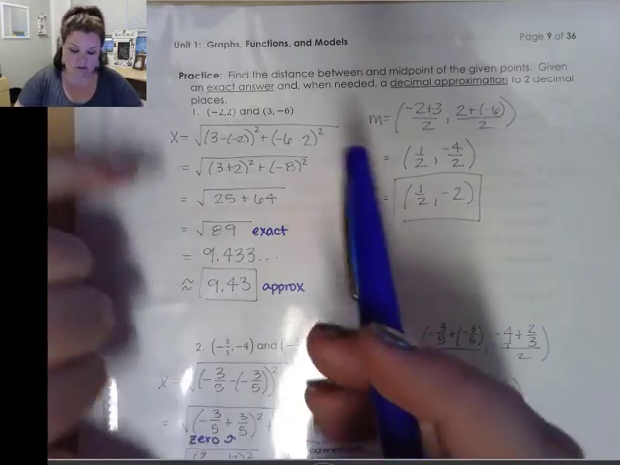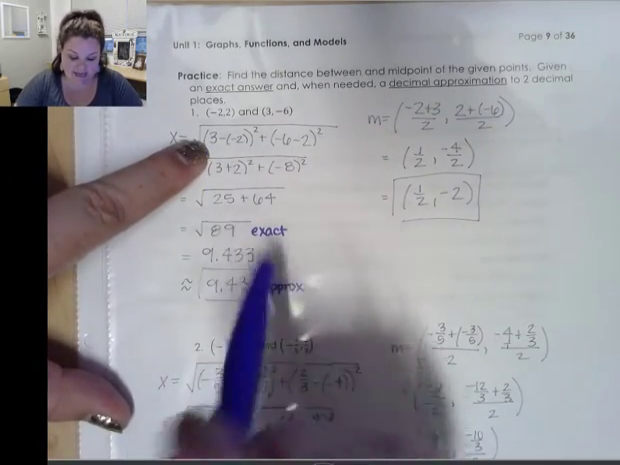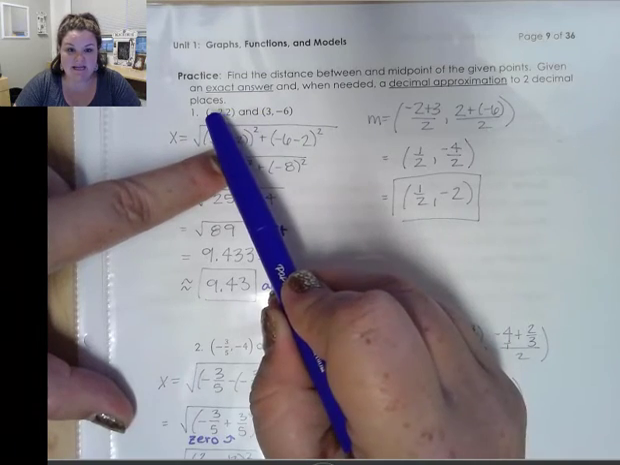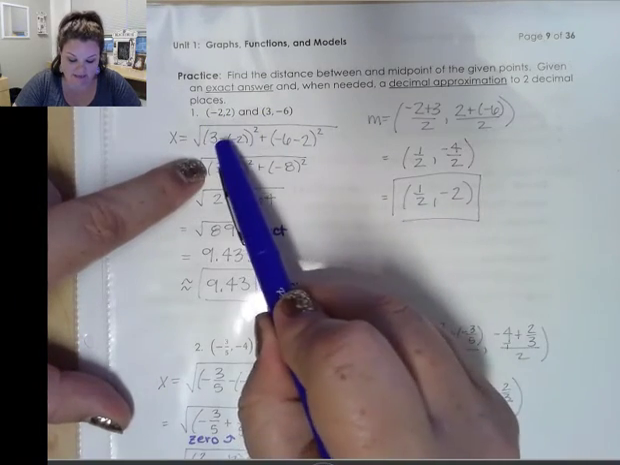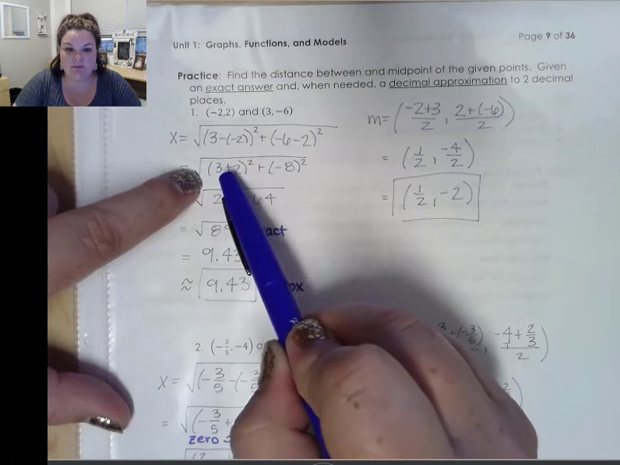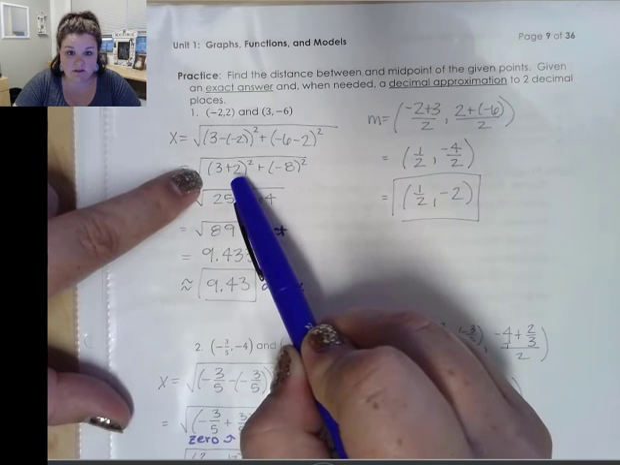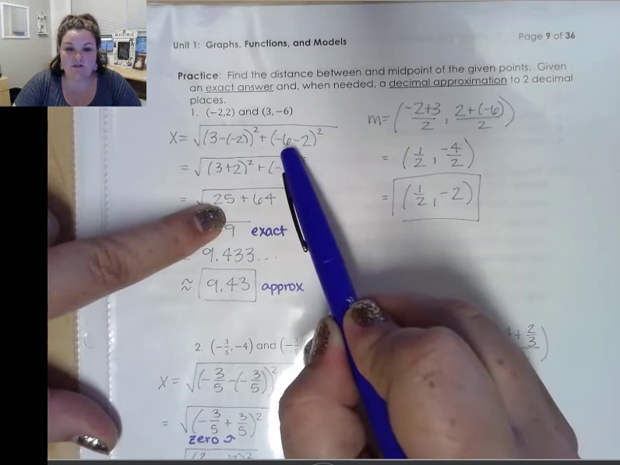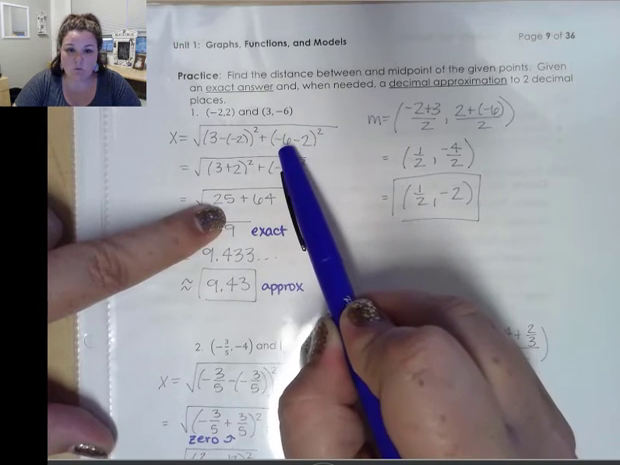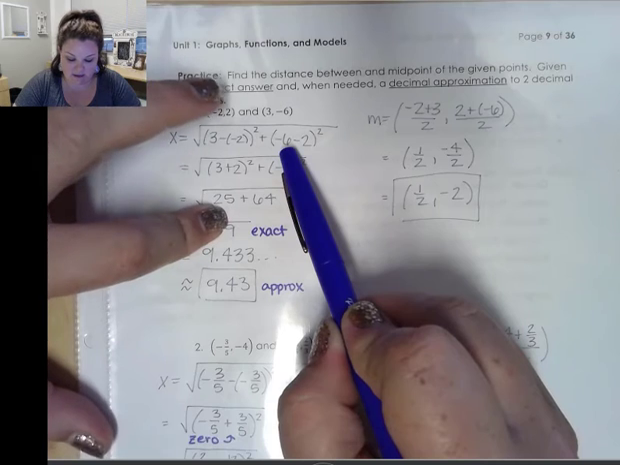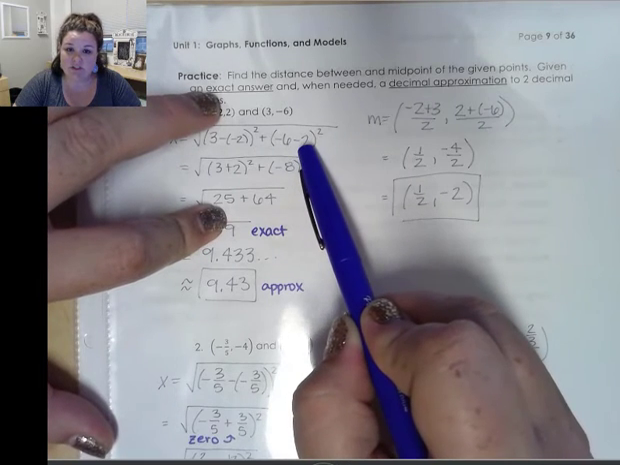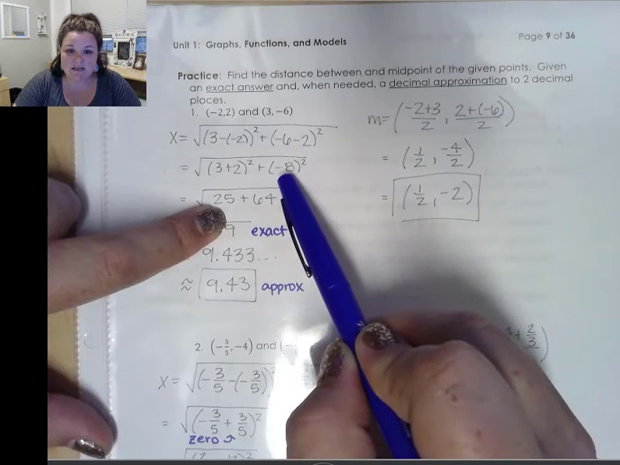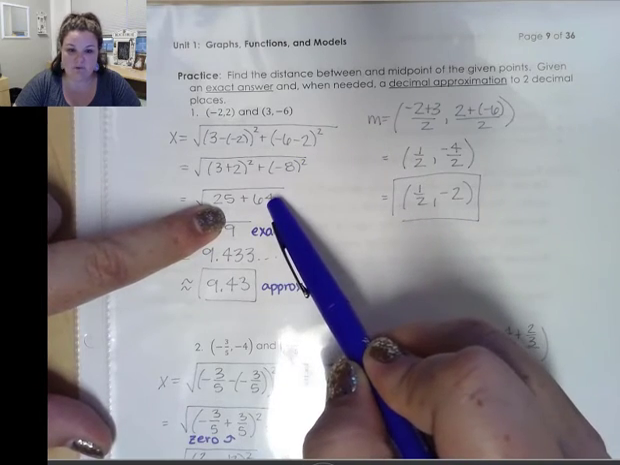On number 1, when we do our second x, which is 3, minus our first x, which is a negative 2, my double negatives become positive, and I get 3 plus 2, which is 5. So when I square that, that gives me 25. When I do my y's, my second y is negative 6, minus my first y, which is 2. Negative 6 and negative 2 gives me negative 8. When I square that, it gives me 64.